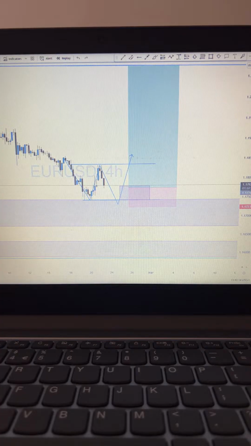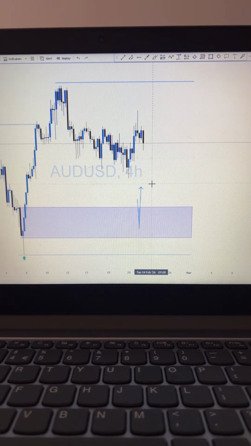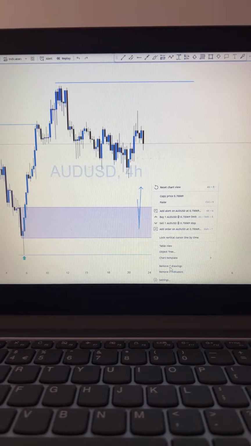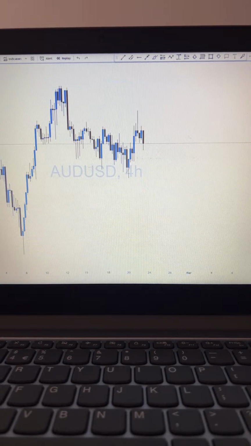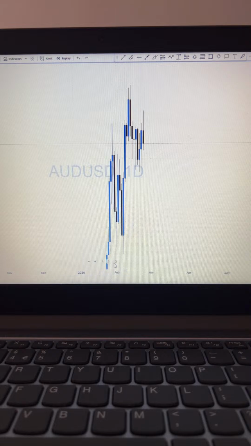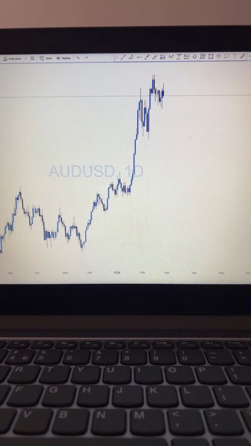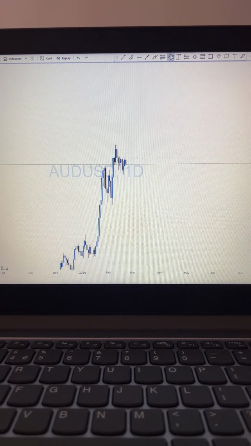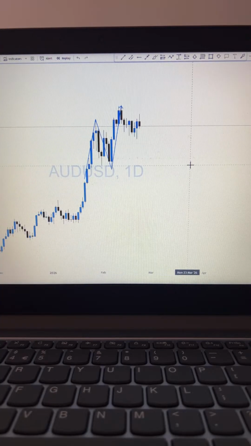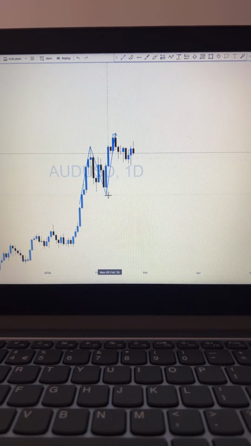Let's do the same thing on AUD/USD. Remember the simple rules. Remove all the drawings, then go down to daily. Now on daily, we can see the trend has been bullish. This is the last trend we had. Breakout. Once you've gotten this breakout, identify your highs and the lows.